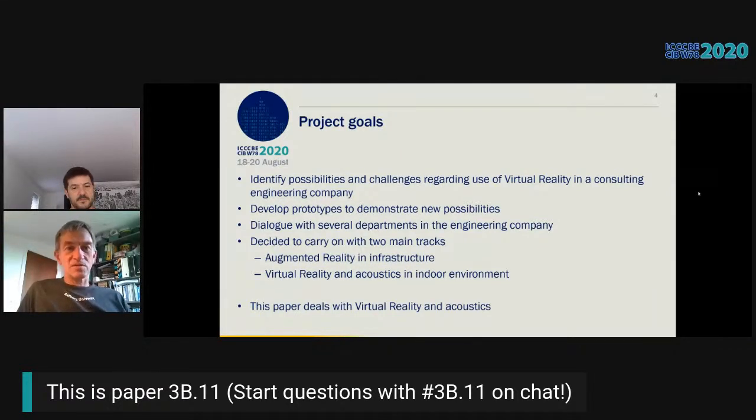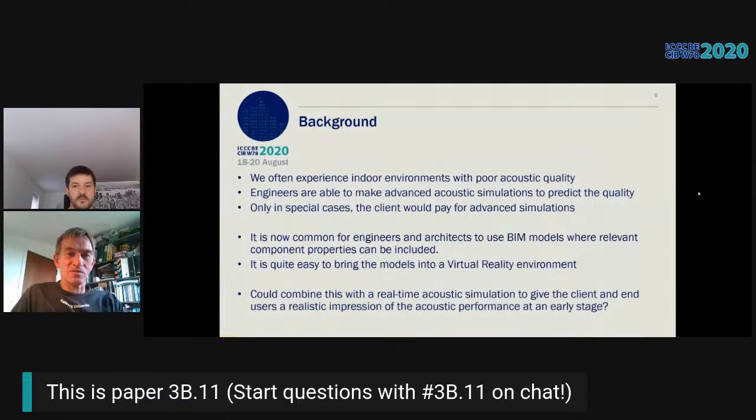The main goals of the project were to identify possibilities and challenges in the use of virtual reality and augmented reality in this engineering company, and to try to develop some prototype to demonstrate some of the new possibilities. We had an initial dialogue with several departments in the engineering company, and ended up deciding on two main tracks: one with augmented reality in infrastructure, which I will not talk about today, and the other one was virtual reality and acoustics in the indoor environment.